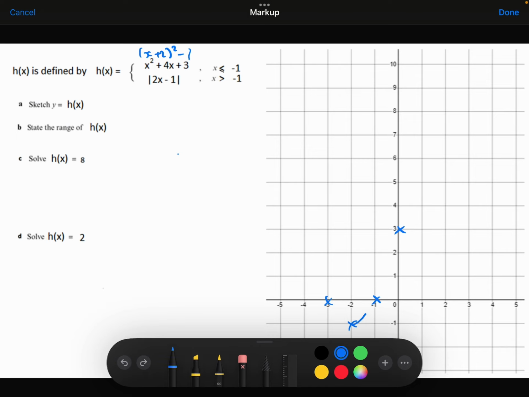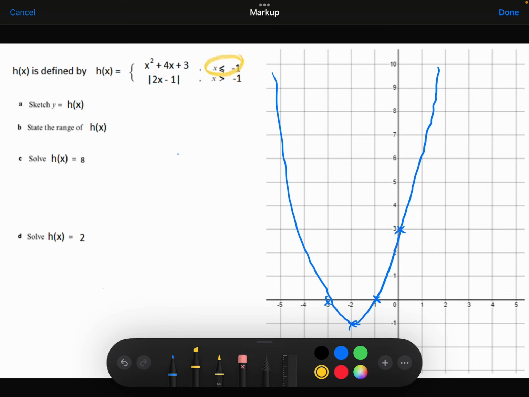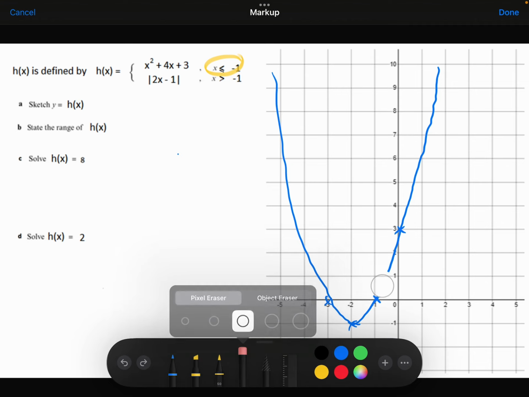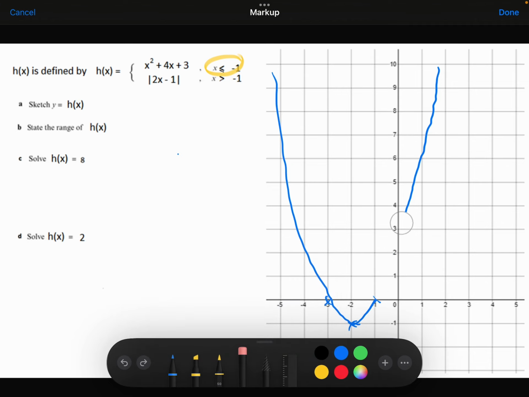So my quadratic is going to look something like this. But it should only be valid for when x is less than or equal to minus 1. So I actually only want this part of the graph. So let me rub this bit out where x is greater than minus 1.